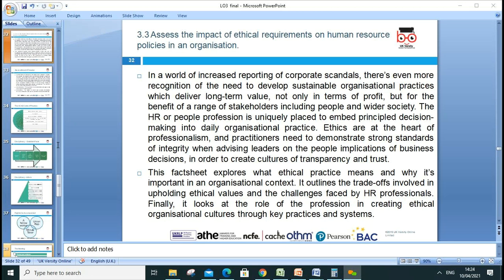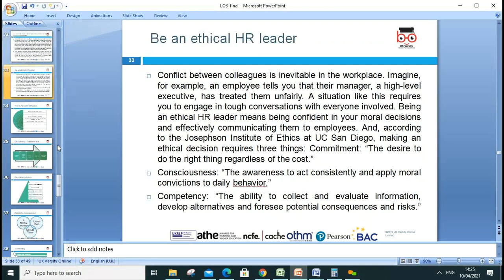They shouldn't be given the contract where child labor is involved, or where health and safety issues are not being properly followed in those countries as well. Because as a company, you have a moral duty to be an ethical HR manager, and conflict between colleagues needs to be addressed. Clear policies and procedures need to be in place.